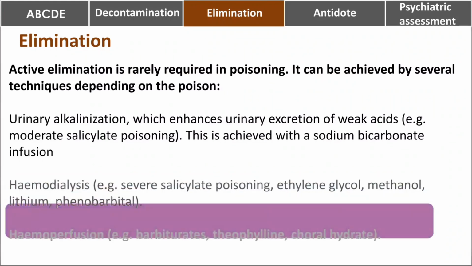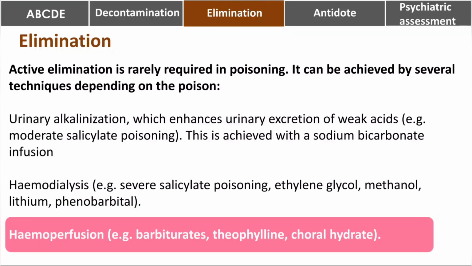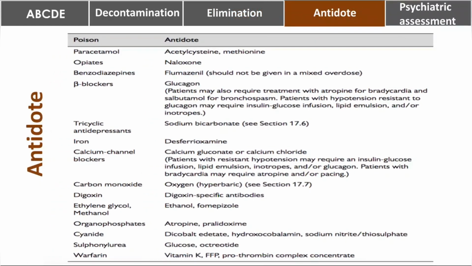Hemoperfusion is used for barbiturates, theophylline, chloral hydrate. So usually you have to know that for salicylate you may use urinary alkalization. For the others, you have to consult the nephrologist in order to ask about the possibility of hemodialysis. Coming to antidotes, for some of these drugs you may have antidotes, but other drugs don't have an antidote.